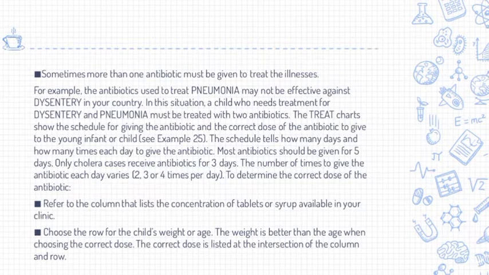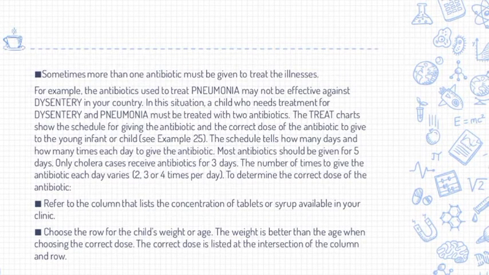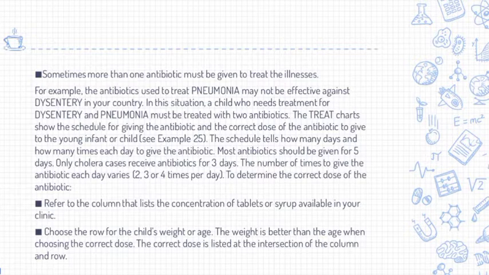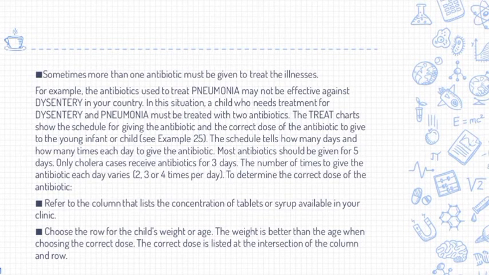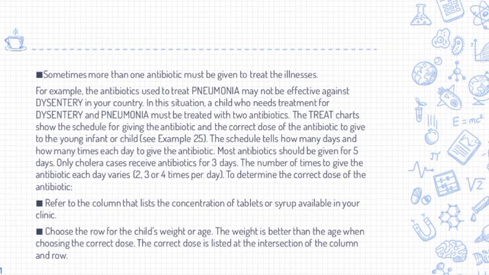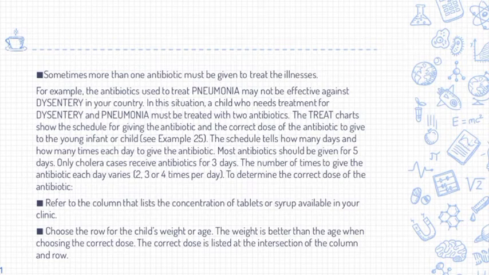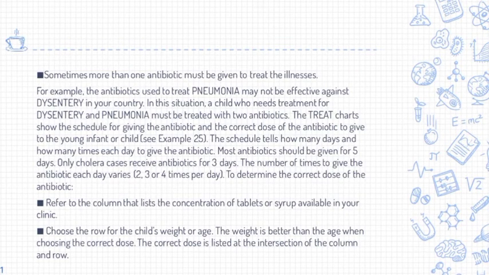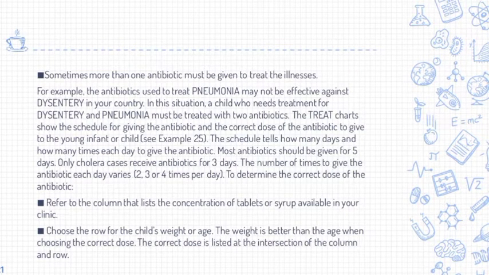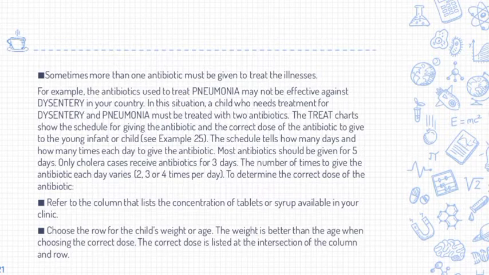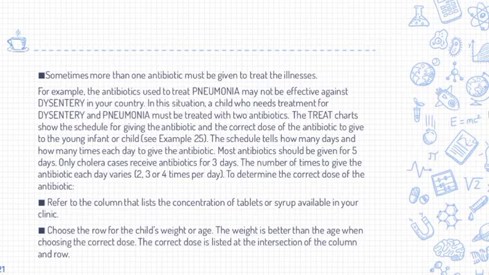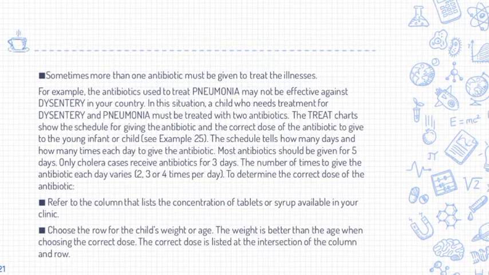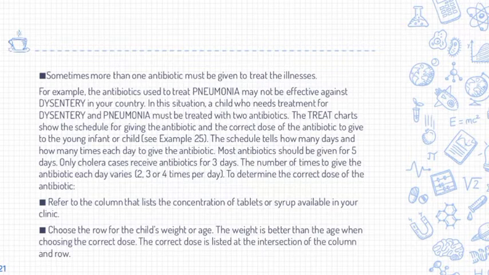The schedule tells how many days and how many times each day to give the antibiotic. Most antibiotics should be given for 5 days, and only cholera cases receive antibiotics for 3 days. The number of times to give the antibiotic each day varies: 2, 3, or 4 times per day.